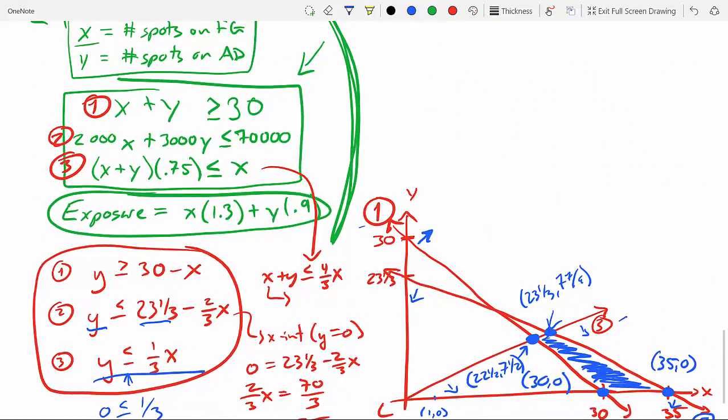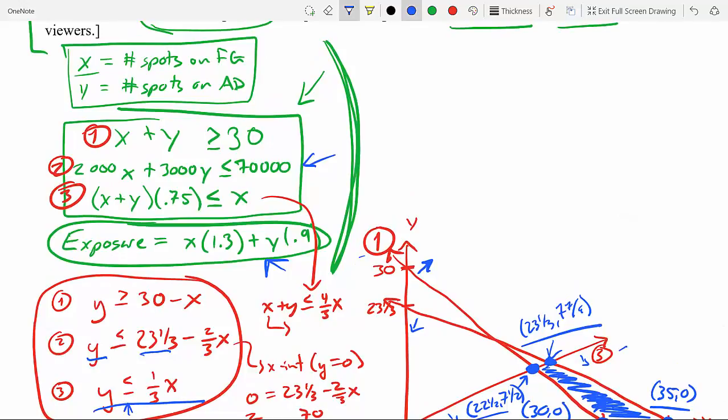Last thing we need to do is check and see which of these points, we've got 4 to choose from, which of those points, when plugged into our exposure equation, will give us the largest values. Okay? We can plug each one of these 4 points in, and by linear programming, we know that one of those 4 points will be the maximum, one of those 4 points will be the minimum exposure on or subject to these constraints. But we just need to figure out which one is largest now by plugging them in.